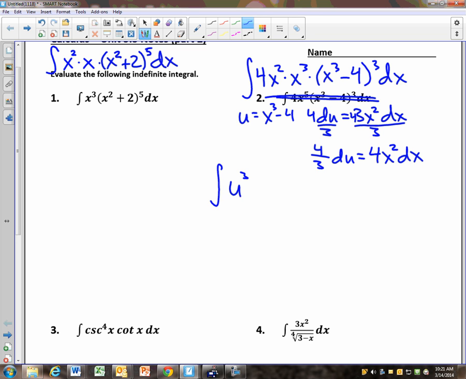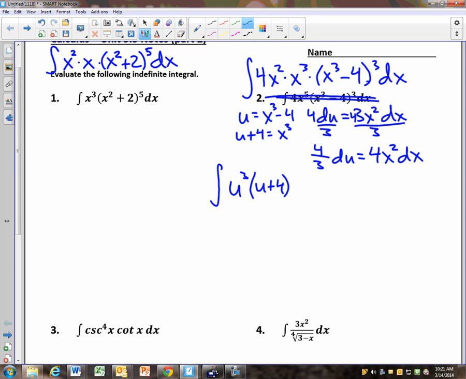What do I do about this x to the 3rd right there? u plus 4 is equal to x to the 3rd. So I solve for the x to the 3rd. It's u plus 4 from this. So I multiply by u plus 4. So I took care of that.